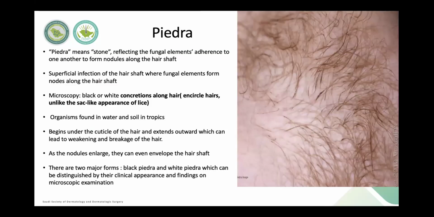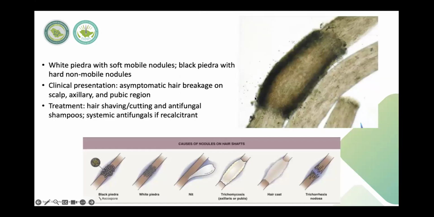Piedra is another superficial fungal infection, very hard to diagnose, but basically this fungus infects the hair and starts to cause concretions along the hair. It is very often misdiagnosed as, for example, a typical hair cast, which is a normal finding sometimes, or lice. But what's unique is that you take this concretion, and with a microscope you can see the fungus. The treatment is very difficult. Most likely you will need hair shaving and cutting, and then probably also an antifungal.